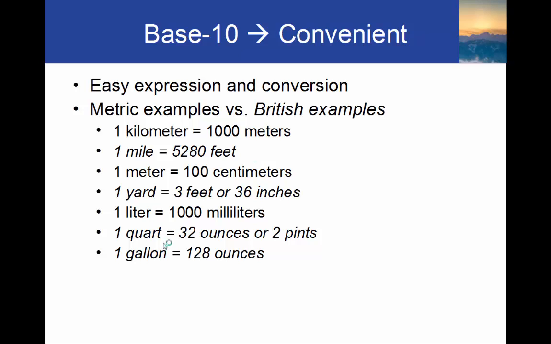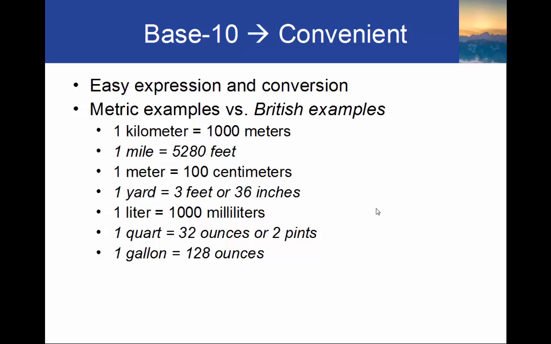Now, as an aside, I will note that quite a few of these things in the British system are really not that inconvenient. I mean, the mile is maybe a little bit of an odd conversion, but a number of these others are really not that inconvenient once you understand what they're doing. For example, a quart is 32 ounces. Well, 32 is just 2 raised to the power of 5. A gallon is 4 quarts. That's also 2 raised to the power of 7. So this volume system actually is kind of in a powers of 2 system. There's 16 ounces to a pint, 2 pints to a quart, 4 quarts to a gallon.